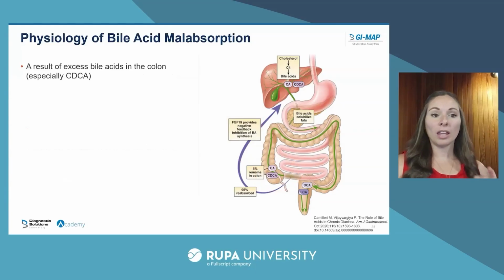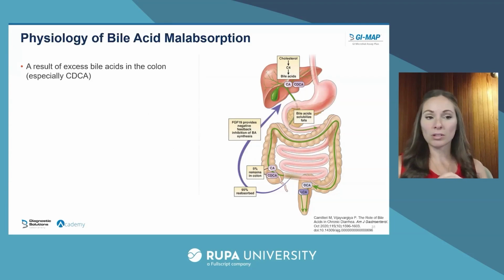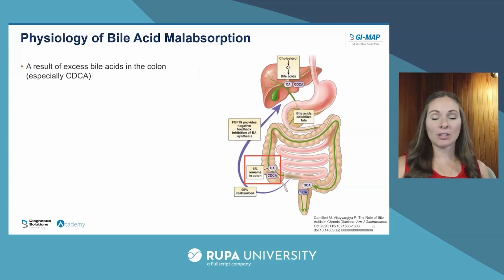Okay, so again, we get a result. Bile acid malabsorption is going to result in excess bile acids in the colon, especially one of our predominant primary bile acids, which is CDCA. And again, that's the location we're looking at, the ileum into the colon.